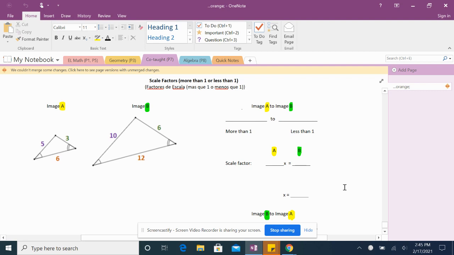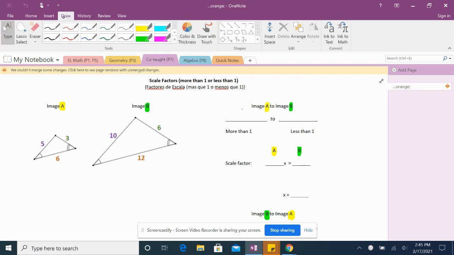This video is on scale factors, more than one or less than one. Este video es sobre factores de escala, más que uno o menos que uno.